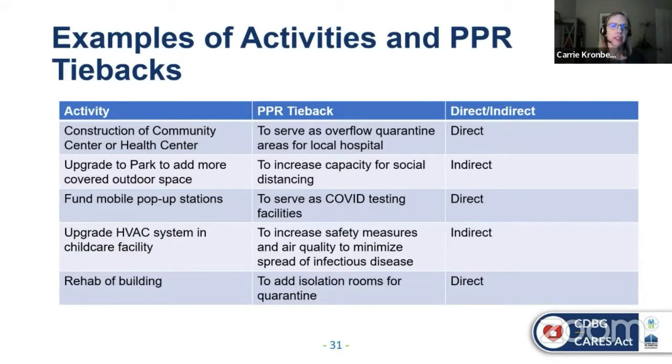Other examples include constructing a community health center or funding mobile pop-up stations to serve patients or as COVID testing facilities. It's more obvious, right? It's a direct connection. A less obvious one might be upgrading an HVAC system in a childcare facility to improve air quality and minimize the spread of infectious disease and keep those kids safer. And then this last one: if you're rehabilitating a building, I think we have an example a little bit later about, say, a homeless shelter, if you're adding isolation rooms for quarantine, or maybe just so that folks who fall ill can isolate.